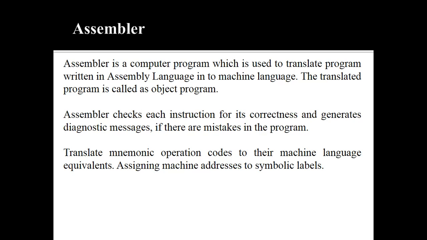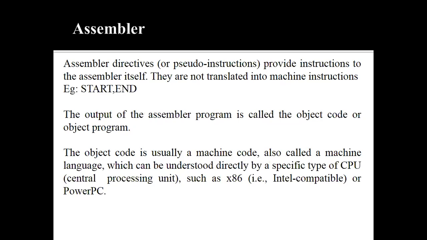Assemblers translate mnemonic operation codes to their machine language equivalents, assigning machine addresses to symbols and different types of labels. Assembler directives provide instructions to the assembler itself. They are also called pseudo instructions, which are not much visible instructions. However, these instructions are useful for performing specific tasks. They are not translated into machine instructions. For example, start and end: where you have to start from, and at which step you have to finish the task or program.